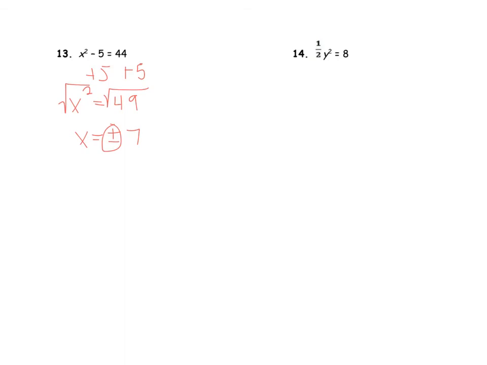14. Now, the easiest way to get rid of a fraction when it's connected to a variable here is multiply by the reciprocal. So the reciprocal of 1/2 is 2. So if you multiply 2 on both sides, now you have half of 2, which is 1, or just y squared. Those undo each other. Equals 8 times 2, which is 16. Now we take the square root of both sides. That's going to give us y is equal to positive negative 4. And that's how you do 13 and 14.